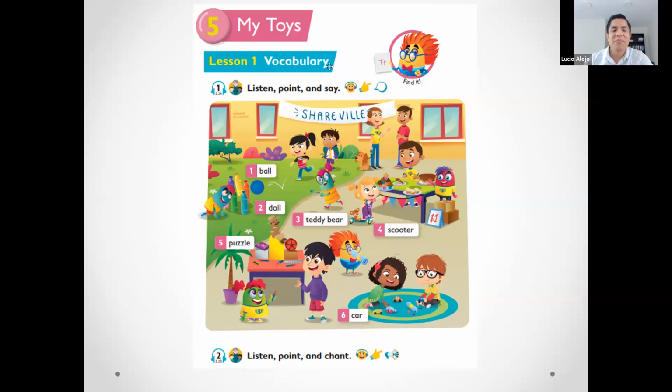Great. Anyway, so the unit is unit 5. The topic is my toys, and we are teaching vocabulary. You can see a picture, you can see the words, and the activity below. It says listen, point, and chat.